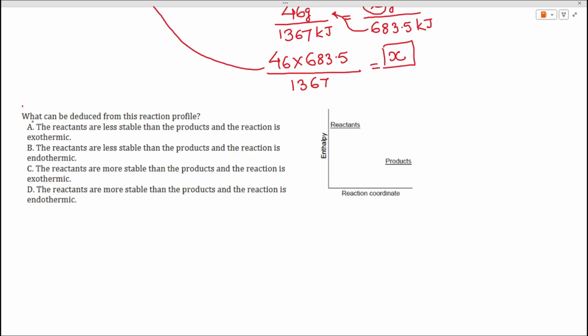In this question, it is saying what can be deduced from this reaction profile.